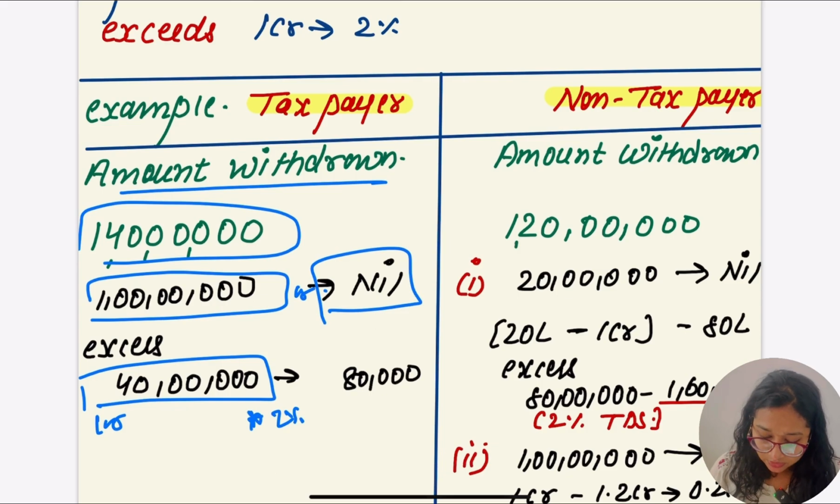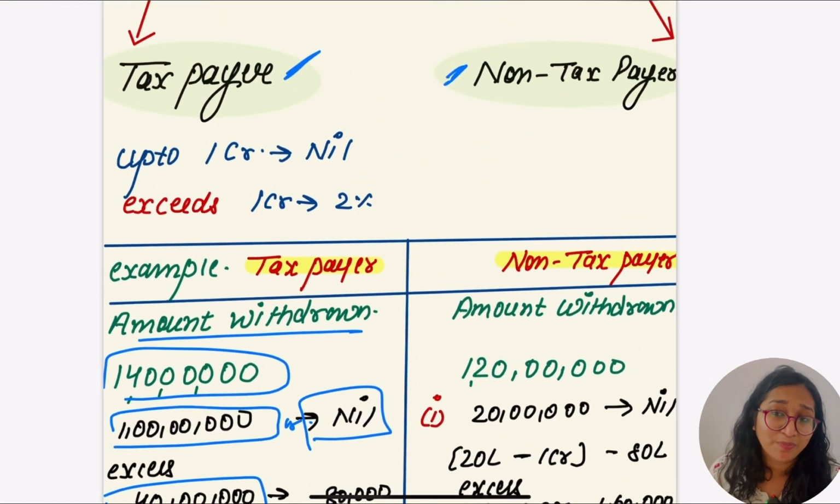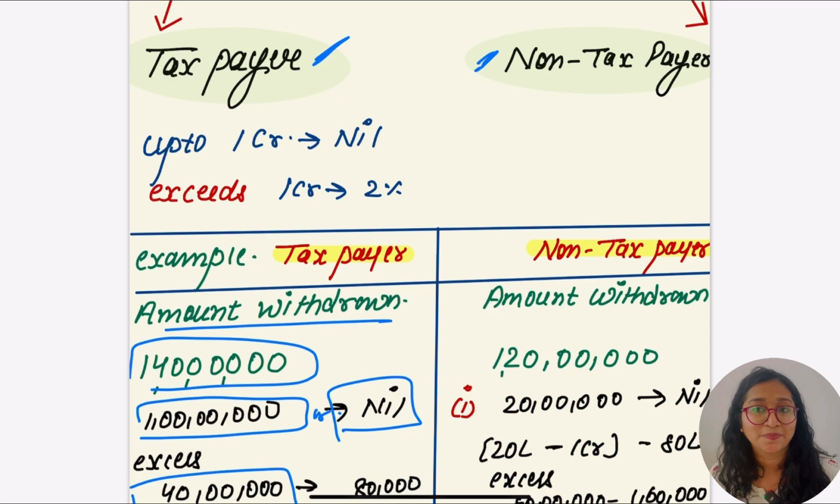Now let's go for the person who is a non-taxpayer, who has not filed a return for the last 3 preceding previous years. In that case, what is going to happen? Let's check out. There are actually two rates.